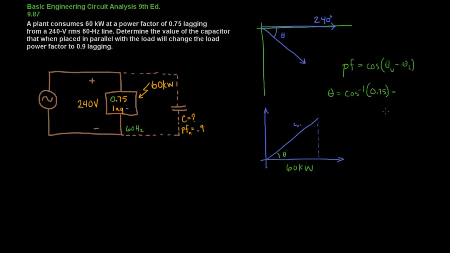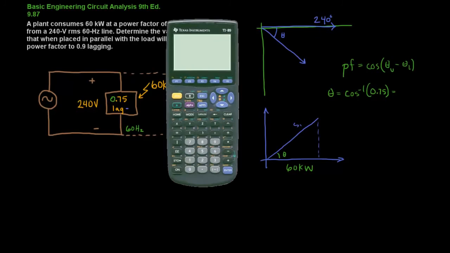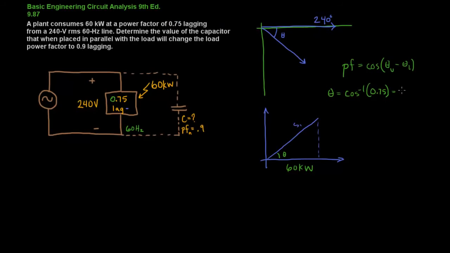And that angle is the inverse cosine, that's the green button here, inverse cosine of 0.75, 41.41 degrees. Okay, and it wasn't necessary to do for this first part, but it's important to remind yourself continually what this stuff is.